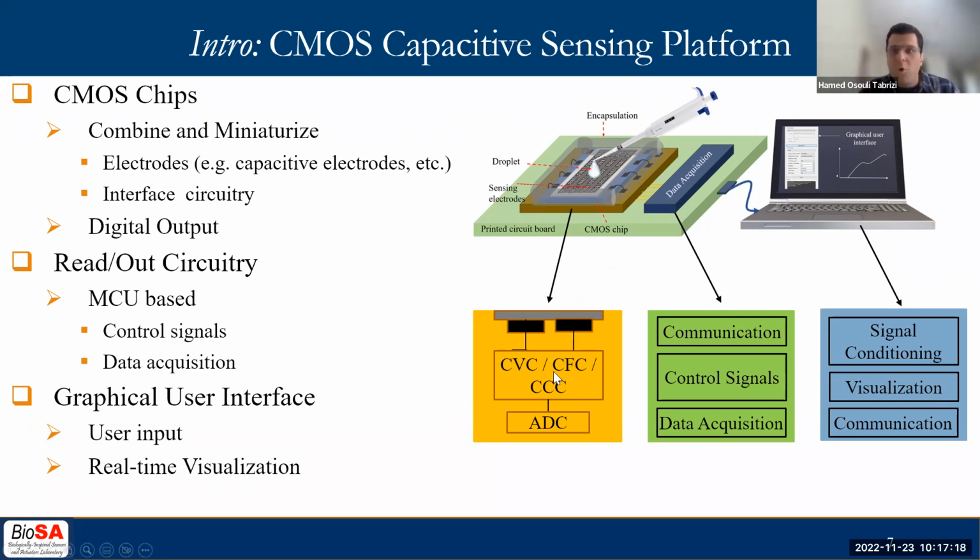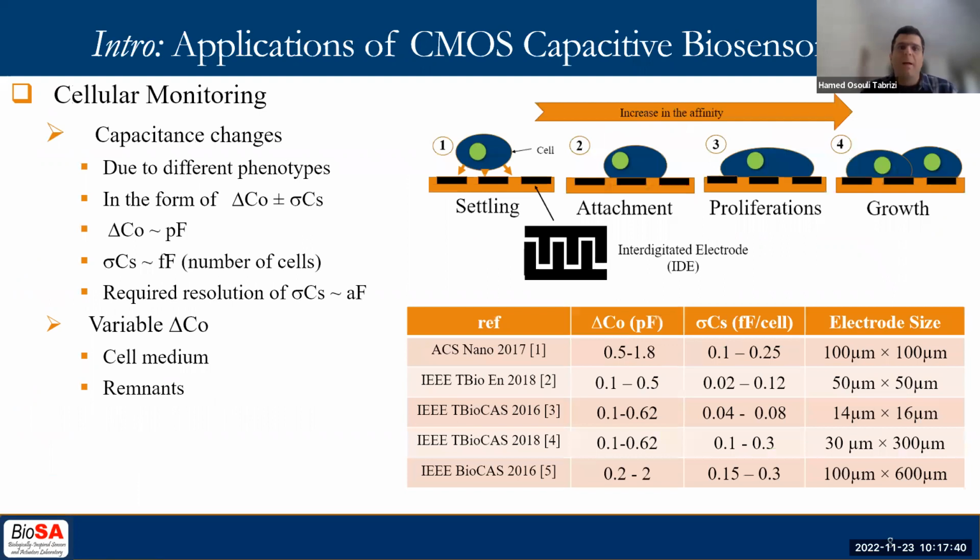And off-chip hardware, on the other hand, is an embedded system having a control unit and data acquisition to support the chip. And the software is a graphical user interface that allows for different user-configured experiments and real-time data visualization. Now, the question is, what is the application of CMOS capacitive sensors in life science? One major application is cell monitoring.